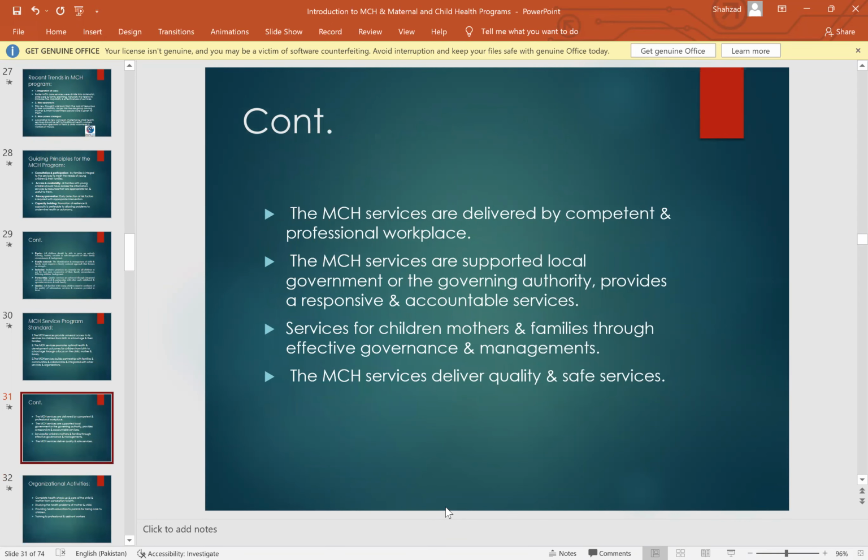The MCH services are delivered by a competent and professional workforce. The MCH services are supported by local government or the governing authority, which provides responsive and accountable services for children, mothers and families through effective governance and management, and the MCH services deliver quality and safe services.